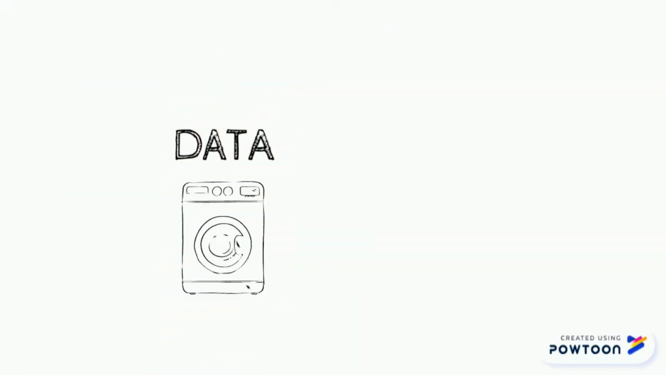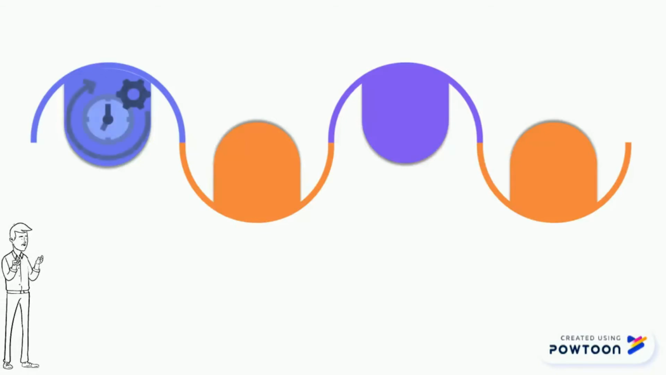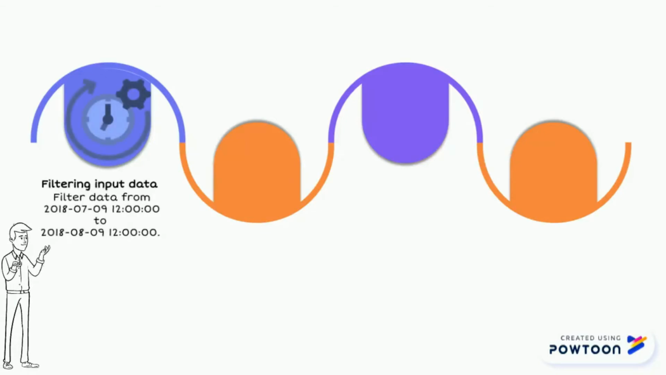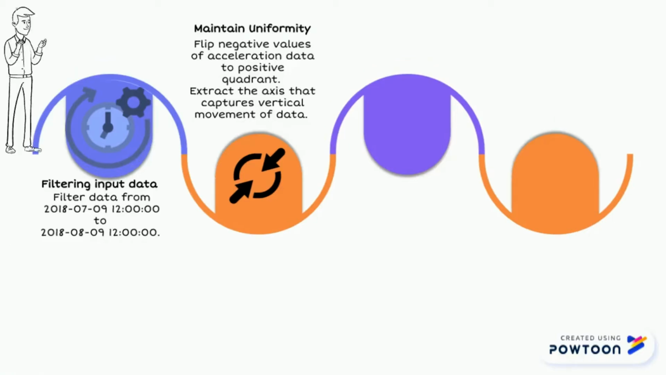Our initial focus was to study the anomalies that can occur in vertical movements. Considering this, we delved into the process of data cleaning. First, we extracted accelerometer data for a specific time range that captured useful readings. Then, we uniformized all accelerometer data pointing in the negative axis by flipping them to the positive quadrant. We also had to find the right axis among X, Y, Z that captures vertical movement.